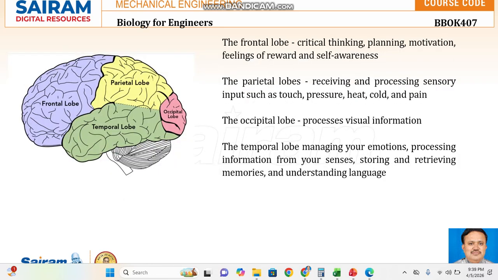The frontal lobe, this blue colored part, is helping in critical thinking, planning, motivation, and feeling of self awareness and reward.